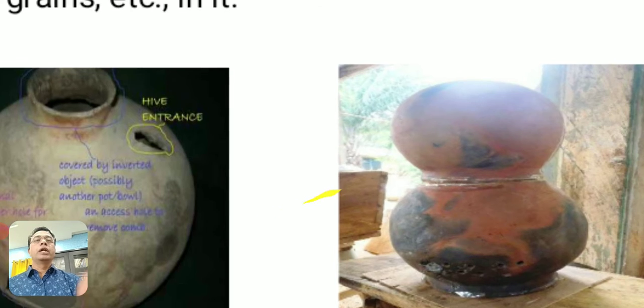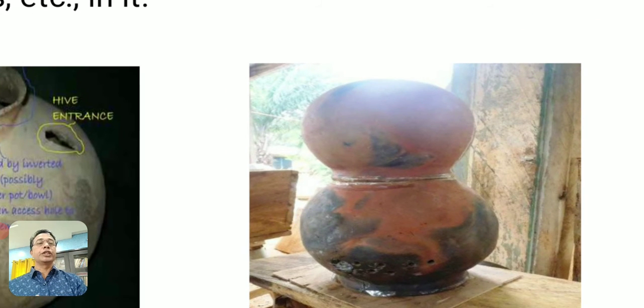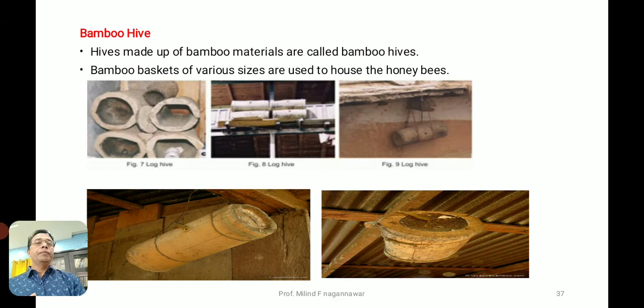So, this is how the earthen pots are made. There is one opening here at the pot, so that the honeybees can enter into the hive, and at the base they have also made one more chamber, so that they can remove it easily once it needs to be harvested. Is it clear?